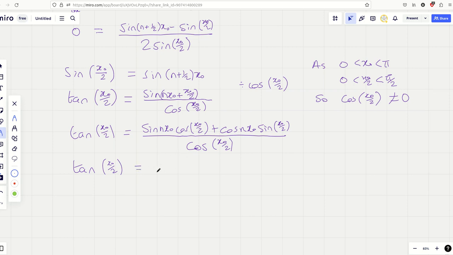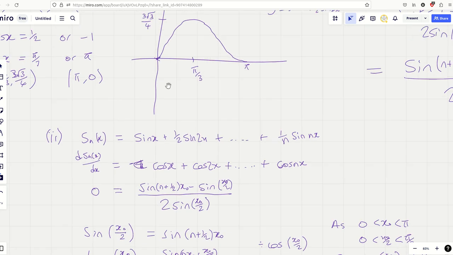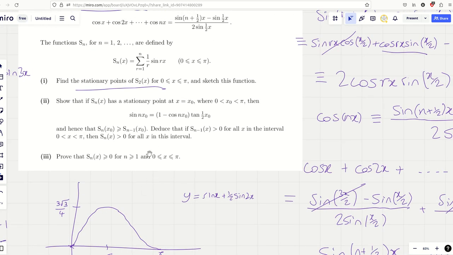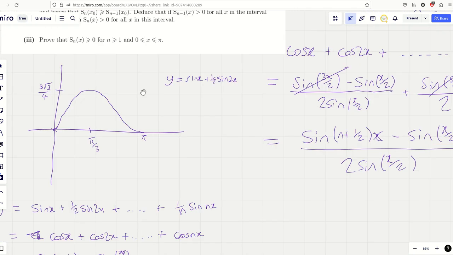I'm not looking where I'm going because I've already done this question. Here, the cosines cancel. Trust me, though, I did when I was doing this. And here it turns into a tan. So there it turns into a tan. And now you can easily rearrange that into their result, which has sine nx0 as a subject.